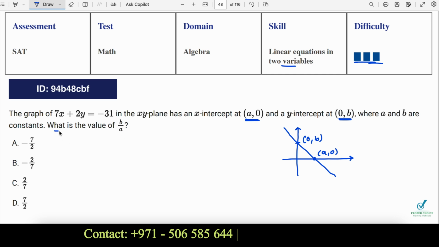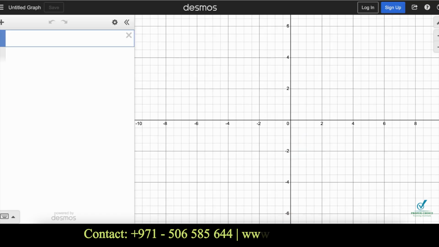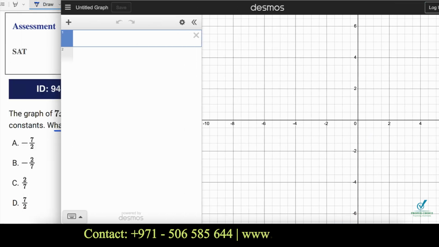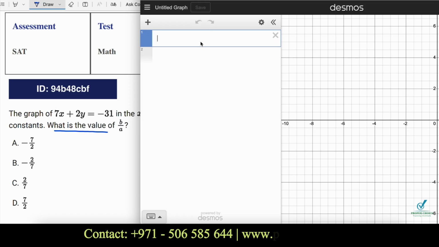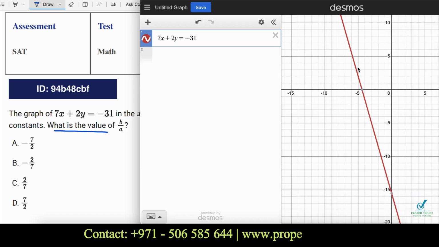It's completely a Desmos part. I don't know why they say the difficulty level is high, because if you type it as it is on Desmos, you'll get the exact answer. What's the equation we have? You can see the equation given to us is 7x plus 2y is equal to negative 31. So this is how the line is approaching.